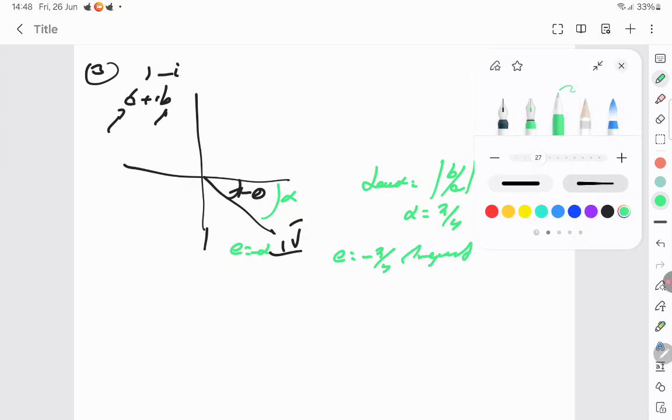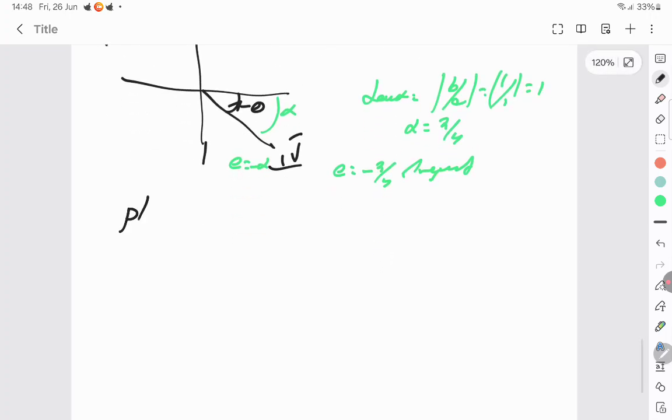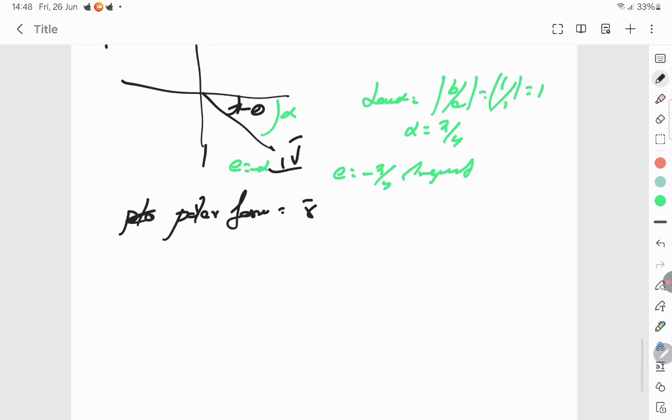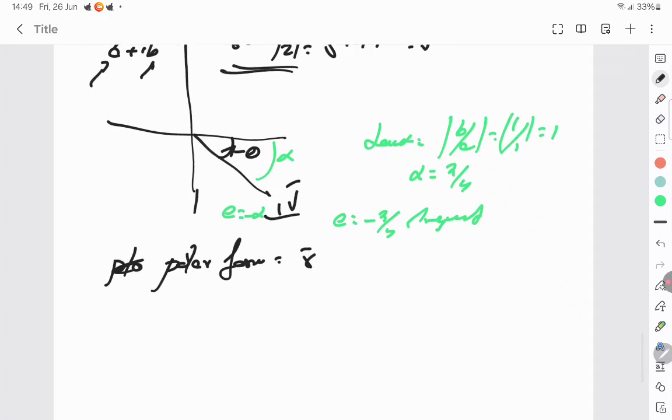And then we want to find the magnitude, the modulus of the complex number. Root of 1 plus 1 is root 2. And they would have asked you to write in polar form. The polar form is nothing but whatever they write as r. r is nothing but this, also called the radius, into cos theta plus i sin theta. That's called polar form.